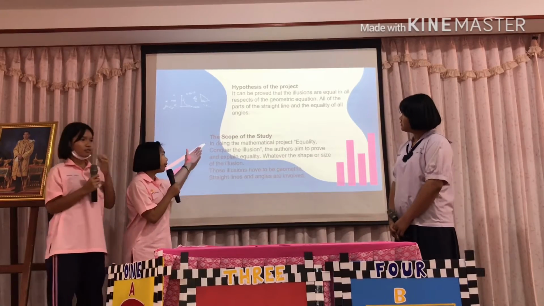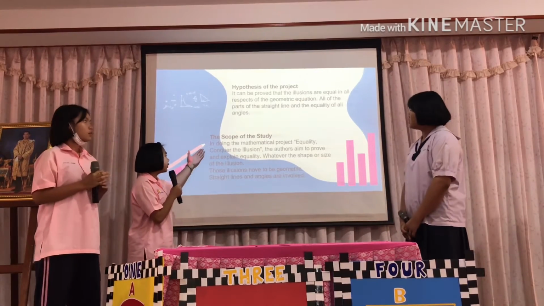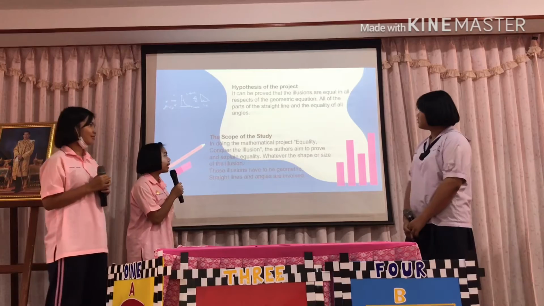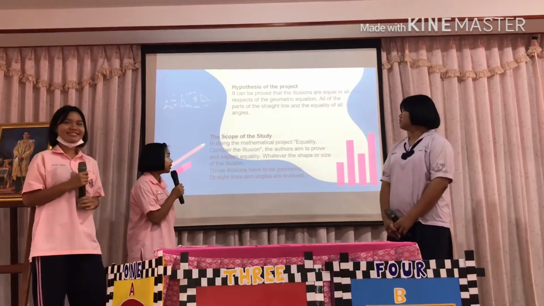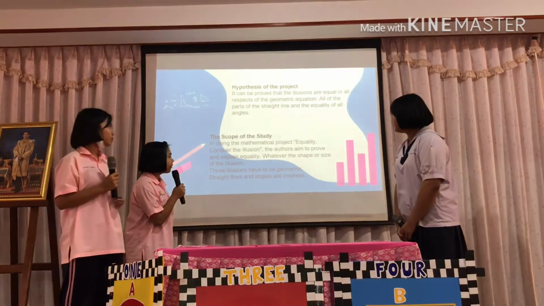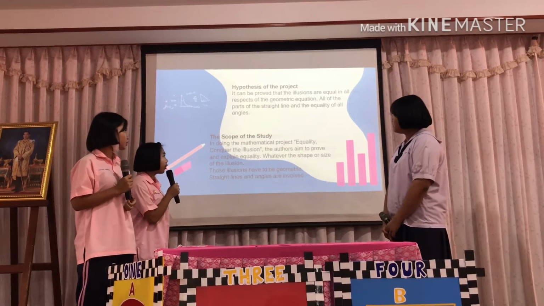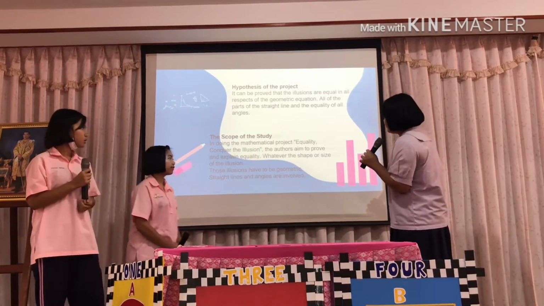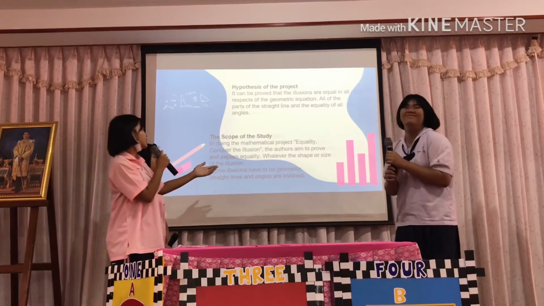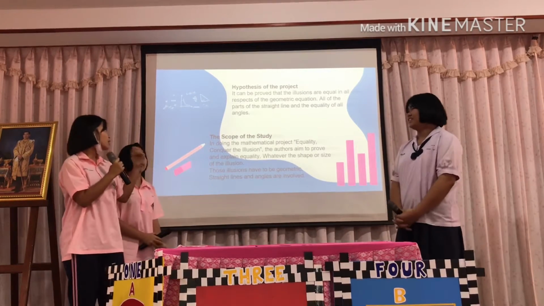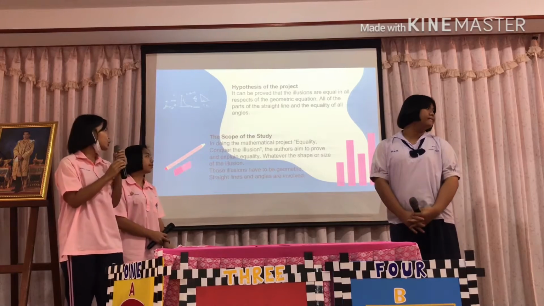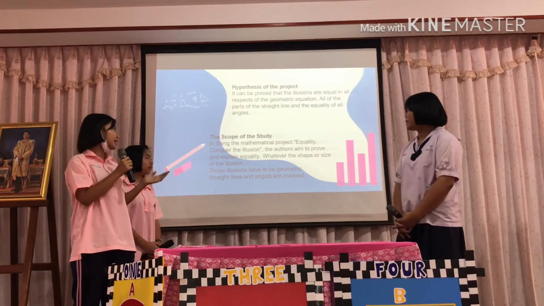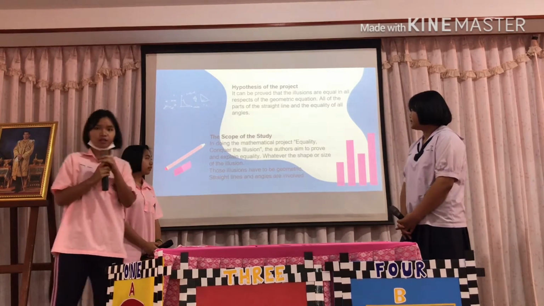Here is the scope of the study in view of the mathematical project. Equality conquers the illusion. The authors aim to prove and explain equality. Whatever the shape or size of the illusion, those illusions have to be geometric, and straight lines and angles are involved.